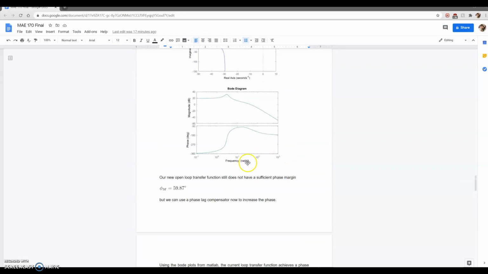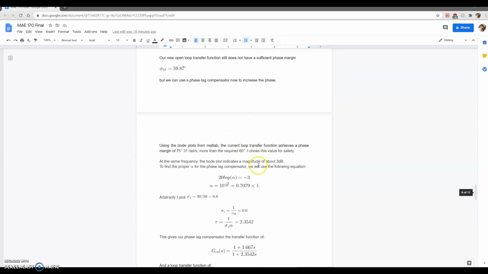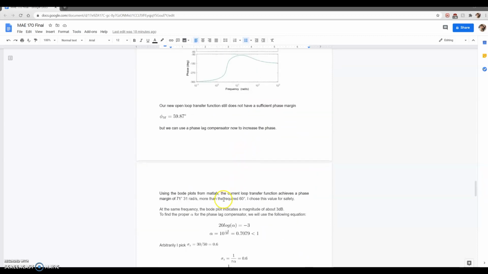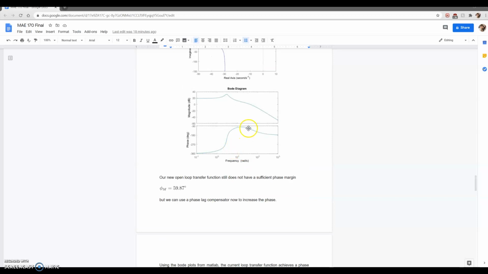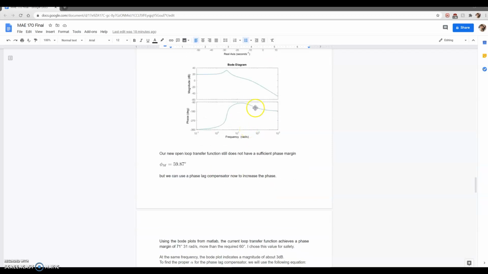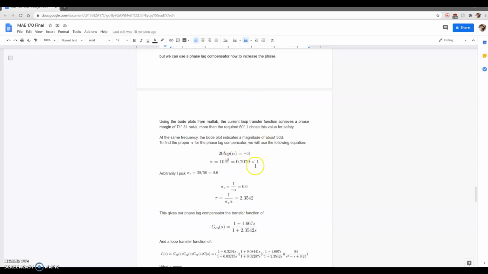At around this point here, the phase margin would be about 71 degrees, and this is at a frequency of 31 radians per second, which is more than the required 60 degrees. And the corresponding magnitude is about 3 decibels. So if I want to shift the magnitude down 3 decibels, I solved for that alpha again, which turned out to be 0.7079, which is less than 1, so it satisfies the phase lag compensator requirements.